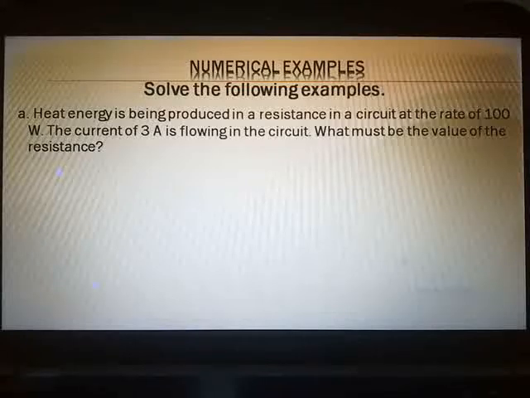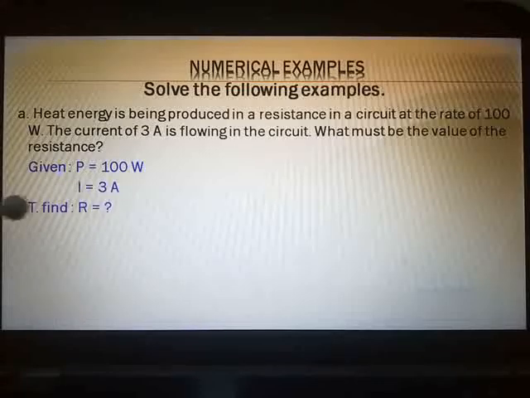Power is given as 100 watt. Current I is given as 3 ampere flowing in the circuit. You have to find the value of resistance, that is, the value of capital R. There are different ways in which you can solve a numerical example. Scientifically and logically it should be correct, with the correct answer. What is given, we will write first. Power 100 watts. Current I is equal to 3 amperes. You have to find resistance, that is, capital R.